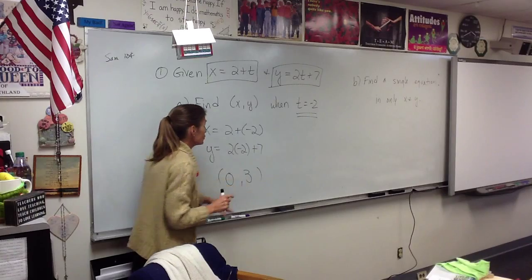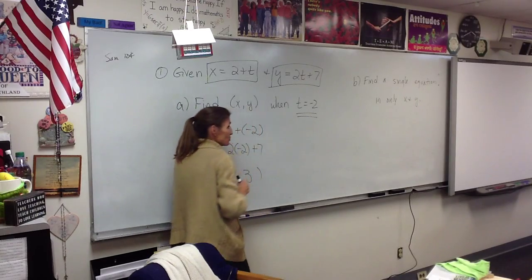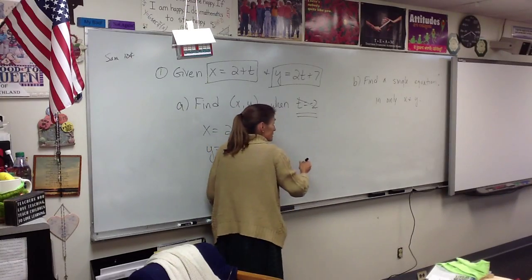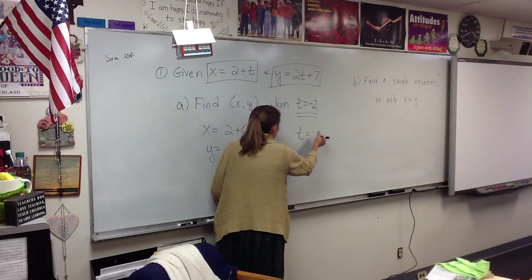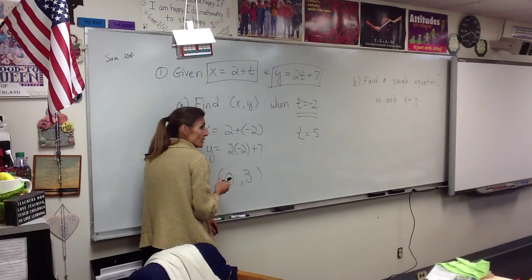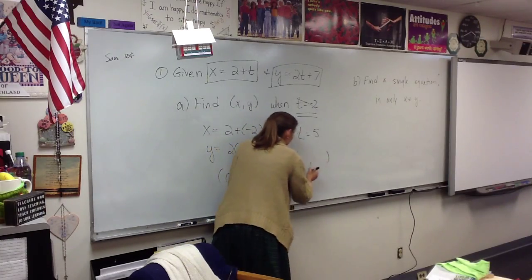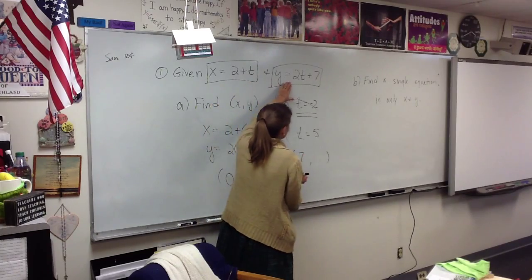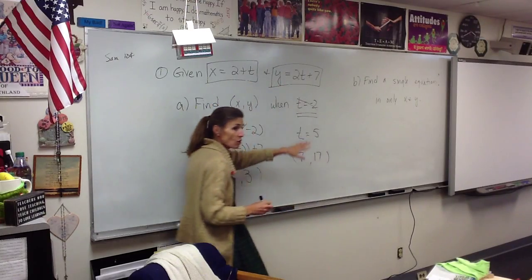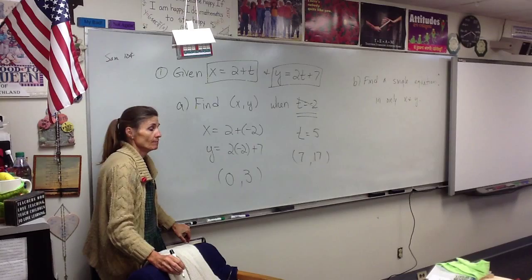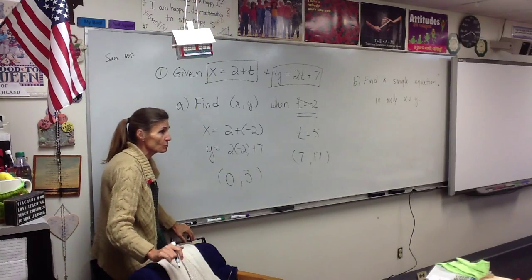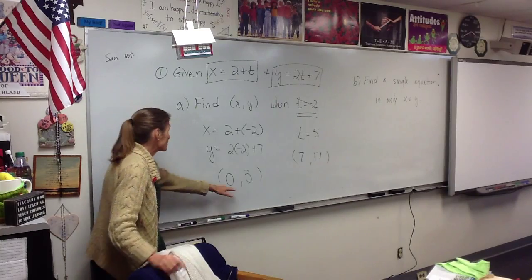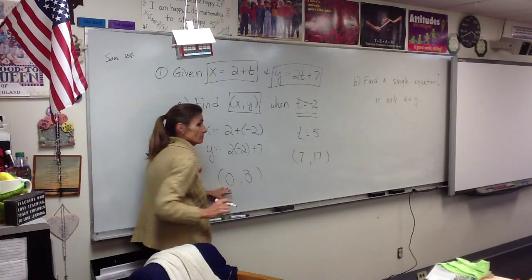So all we have to do is plug in whatever t value they gave me. So if this had said, instead of t equals -2, t equals 5, what would be the ordered pair if t equals 5? 17. That's all there is to that. Plug in whatever t value you're given, and your answer will be an ordered pair.